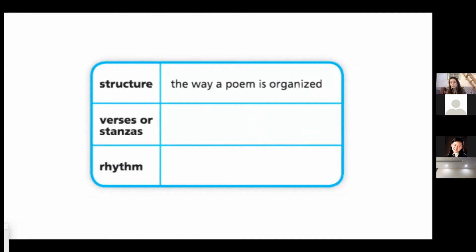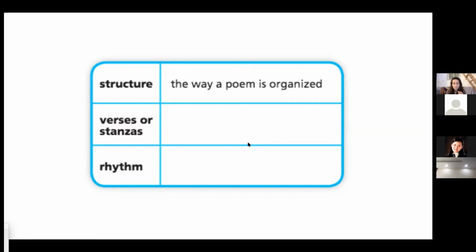So we've talked a lot about how to organize essays or paragraphs. Normally you have your topic sentence, and then you have supporting details and examples, and then you have your conclusion, right? So poetry also has structure, or a way that it's organized, but it's very different from the essays and paragraphs that we've talked about. So we're going to see how poems are organized in the examples.